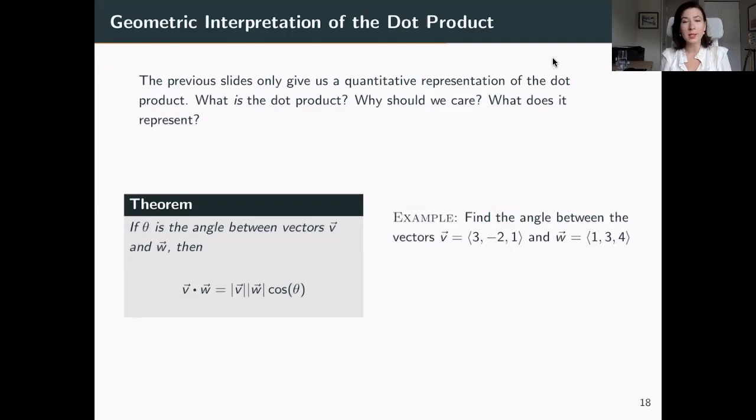Unfortunately, the proof is quite technical and I don't want to spend time in this video going through it. If you're interested, I encourage you to look at your textbook for a detailed proof. For now, we'll look at some pictures and motivation to help us understand what the dot product is geometrically.